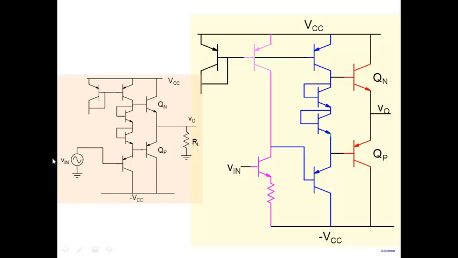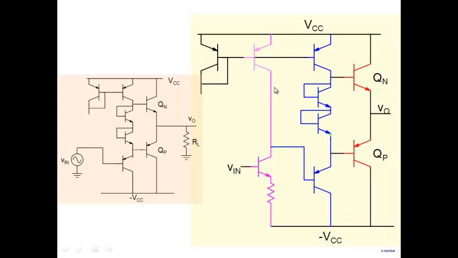This is my stage. Here it was just a symbol of a source. Now I'm saying Vin will arrive from a stage like this. And what does this particular stage remind you of? If you note, the signal is applied to the base. Output is taken from the collector. It's a common emitter stage. And what is the load of this common emitter stage? A PNP transistor. So it's a common emitter amplifier with a PNP load.